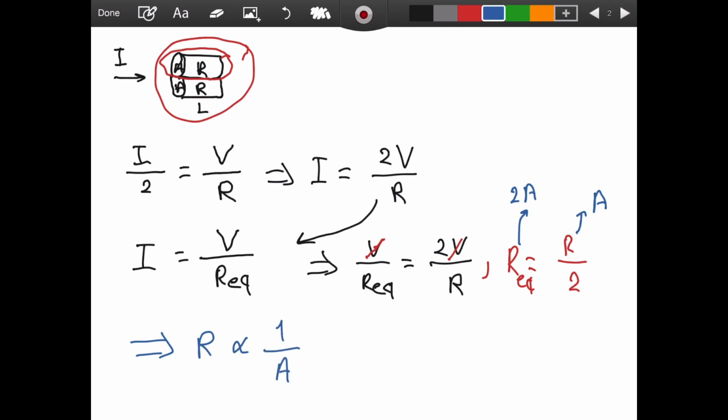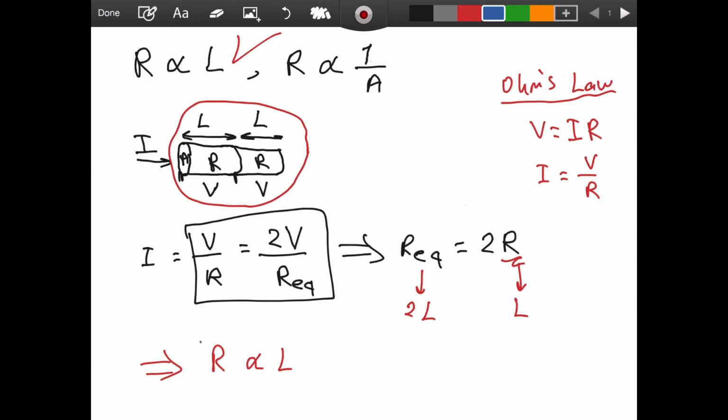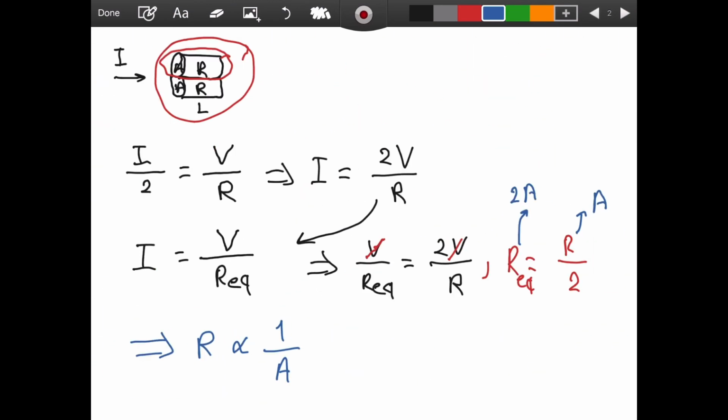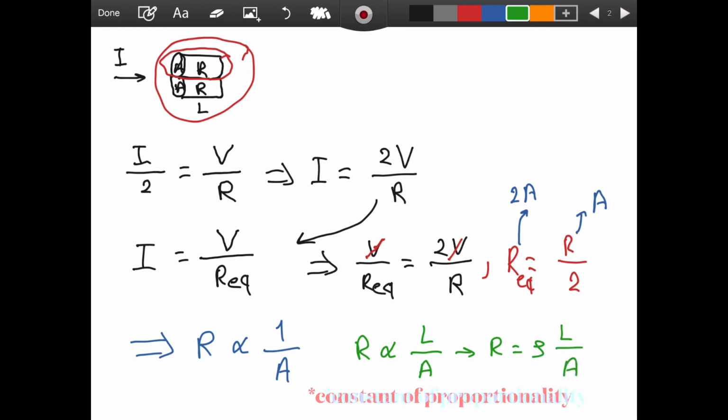Now, if we combine our last result with the result that we just got, we see that R is proportional to L divided by A. If you want to make this proportionality an equation, an equality, then you can say that R is equal to rho times L divided by A, where rho is our equality constant.